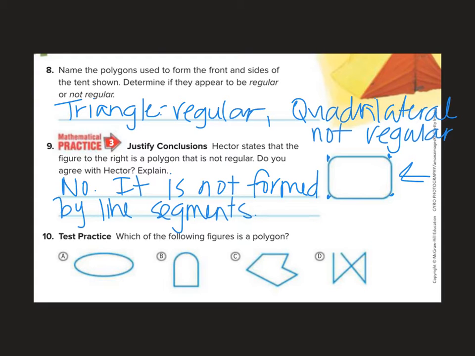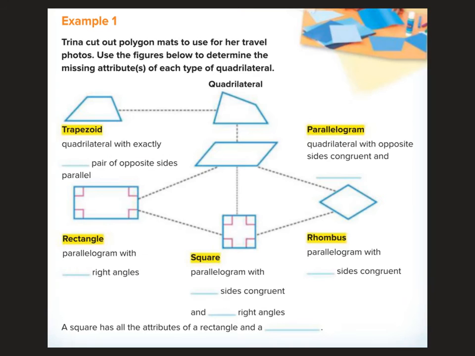Okay, which of these following figures is a polygon? Let's look. Curved lines, open. I can get in right here. So C is the only polygon right there. All right, let's go on to quadrilaterals, my fave.